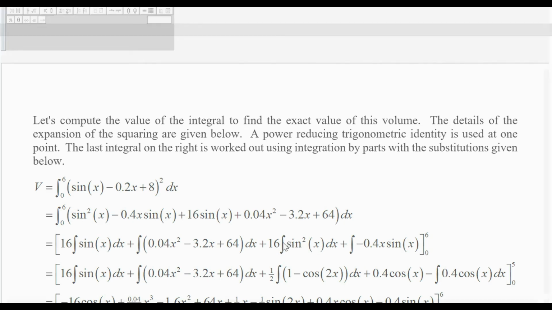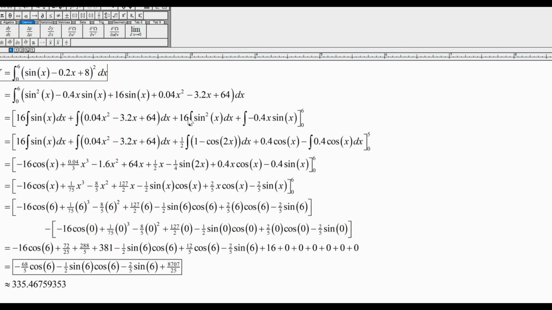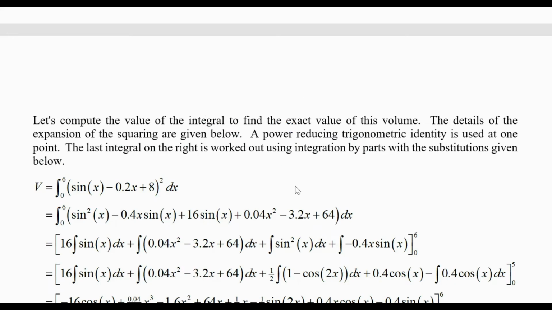That's just sine, there's no 16 there. Hopefully luckily the rest of it's correct. So that's just sine squared of x there. And then this part here, this is going to be 16 sine x, which is 16 times the integral of sine x. And then this is just a polynomial, so I'm going to leave that there. I'm just going to write it all as indefinite integrals, and then at the end, I'm going to evaluate from 0 to 6 for the whole thing.